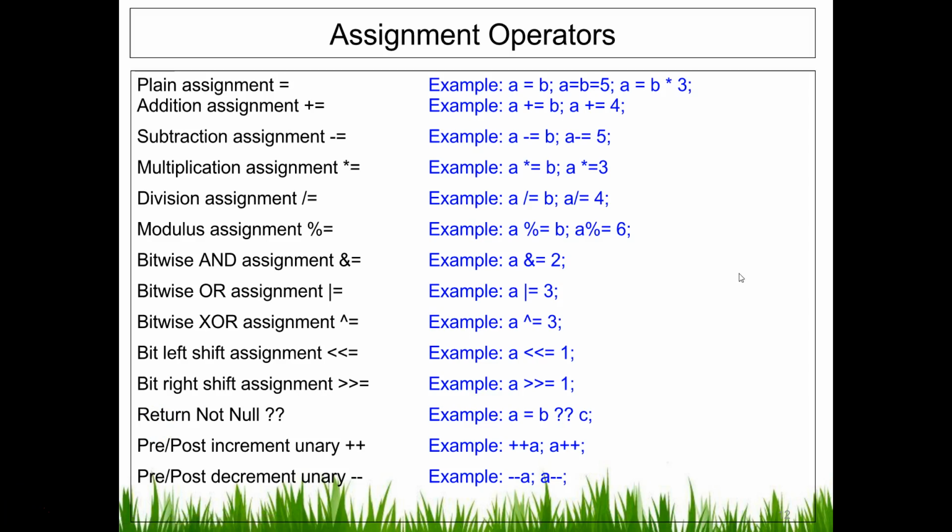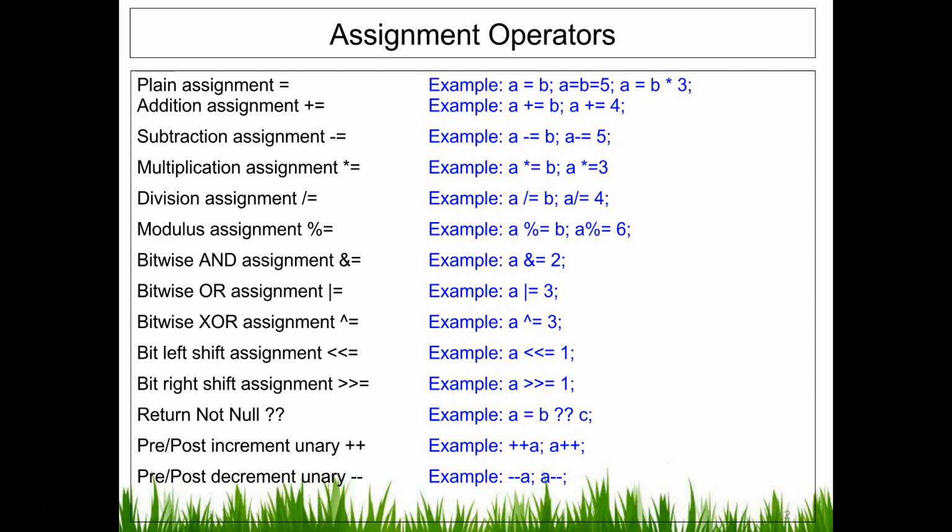Pre-increment and post-increment. Pre-increment is where you increment the value of a by 1 before you execute the next line, as soon as you execute this. And post-increment is after you parse that line, then increment the value of a by 1.